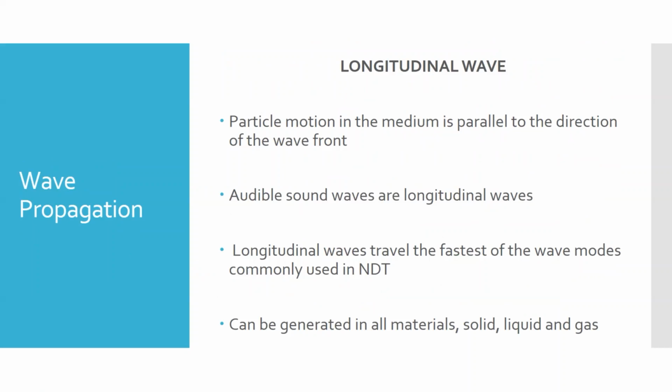They're the fastest, so they actually travel a little bit faster through the material because the material doesn't have to move very far. The individual atoms move less than they do in a shear wave or in a surface wave we'll look at in a minute. And they can be generated in all different kinds of materials. So materials can include solid, liquid, gas, and they can transfer between different materials.